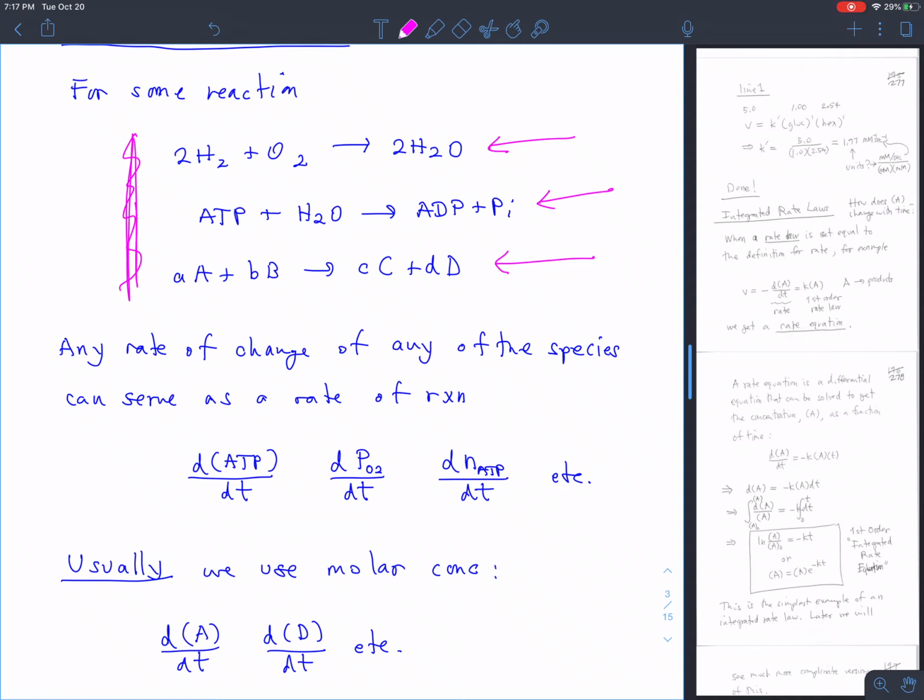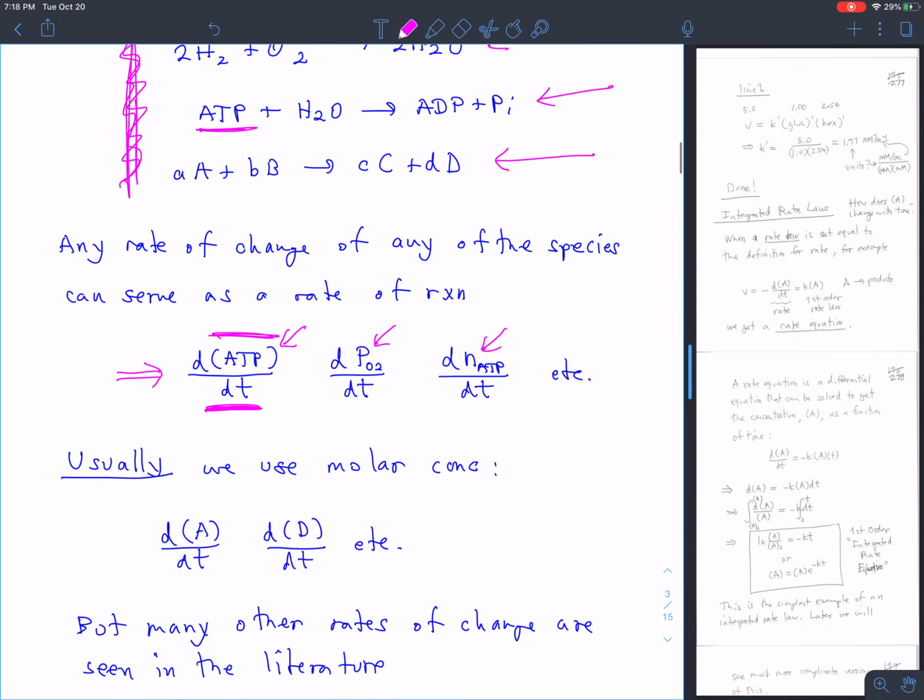What is it that tells us, how do we even say what the rate of reaction is? Well, we just look at the rate of change of any of the reactants and products. This is a reactant here for this reaction. The rate of change of a concentration or an activity or a pressure or a mole number or a mass. There's a whole bunch of different physical quantities you can measure and then take their rate of change, and that can be thought of as a rate of reaction.